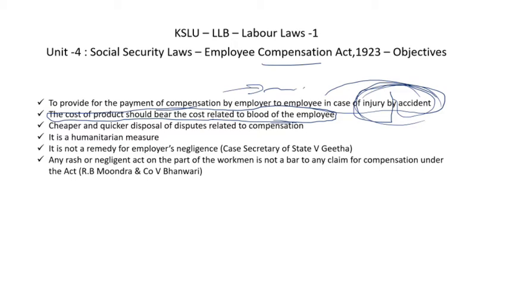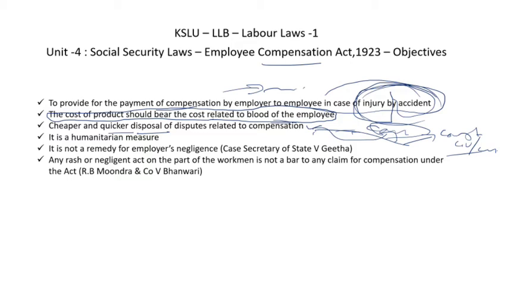And the third important objective is cheaper and quicker disposal of disputes related to compensation. If there were no Employee Compensation Act and Commissioner of Employee Compensation and other things, then for any kind of dispute, the employee or employer would have to go to a court and fight a case, civil case or criminal case, as the case may be. Now, as we have a Commissioner of Employee Compensation, it is easy: employer and employee can go to this tribunal and settle their dissatisfactions or any matter related to compensation, and it will be much quicker compared to civil courts.